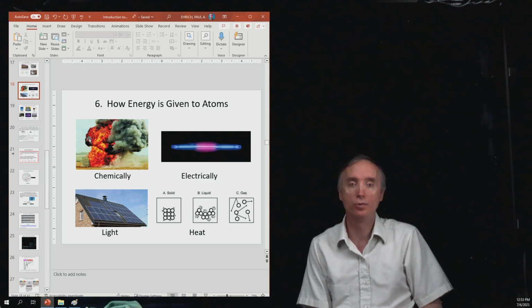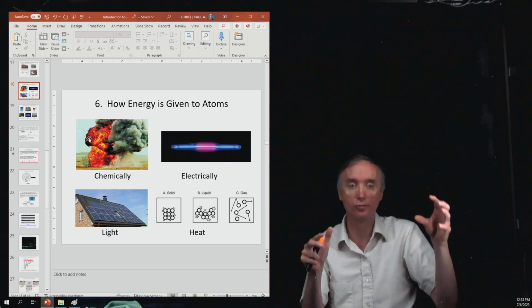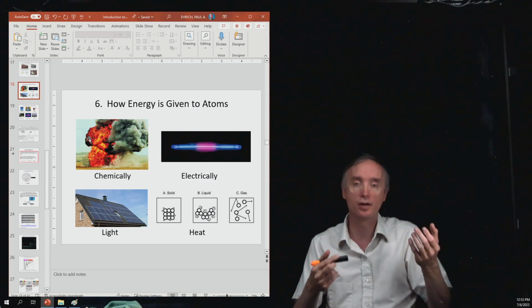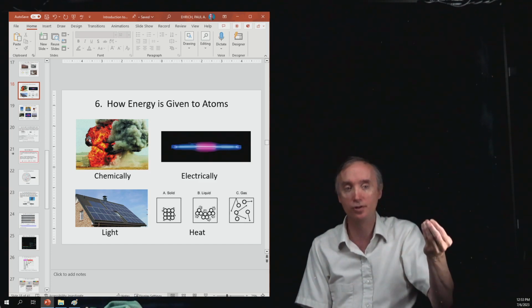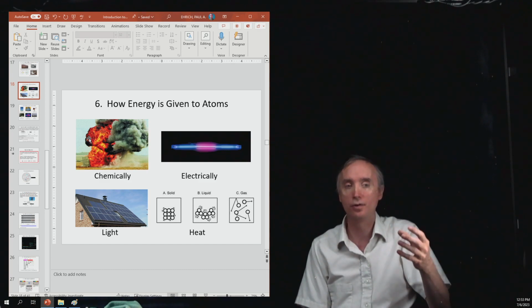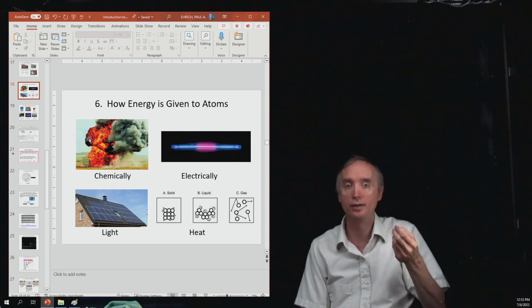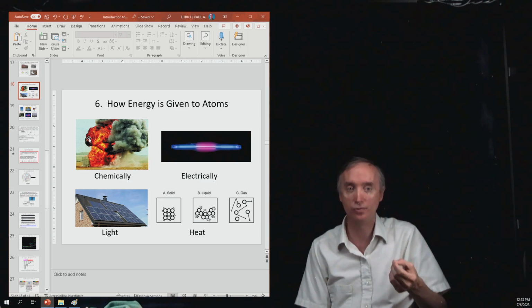Okay, so now that we know what atoms are, how can we give energy to an atom? So we've already mentioned chemical reactions. As the electrons are transferred from one atom to another atom, that can give off energy. We saw an example of that when you take sodium and put it into water. Another way of giving energy to an atom is electrically. By hitting the atom with electricity, you can give energy to that atom.